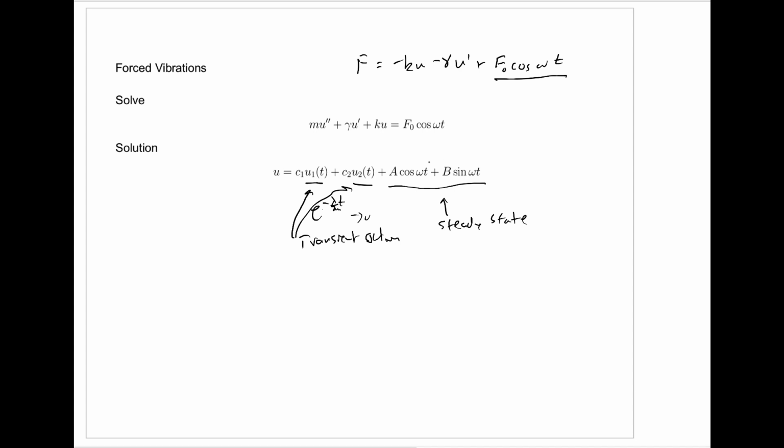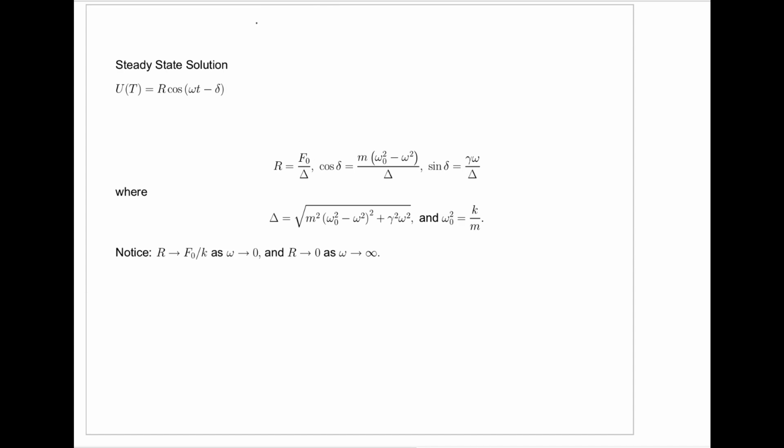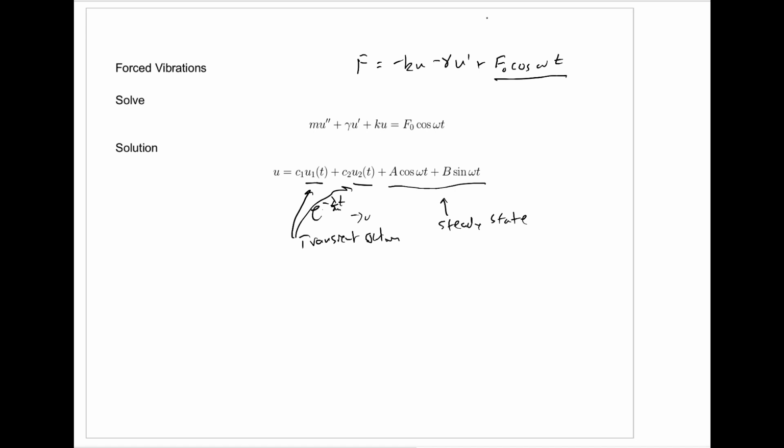Well, essentially it's exactly what we've done before, just call this thing the steady state solution, capital U of t. Let me write that here, capital U of t. Our steady state solution was a cosine omega t plus b sine omega t. We've already seen that you can combine the cosine omega t and the sine omega t with amplitudes a and b into a single function, U of t, some amplitude r times cosine of omega t minus delta, where delta here is the phase shift.